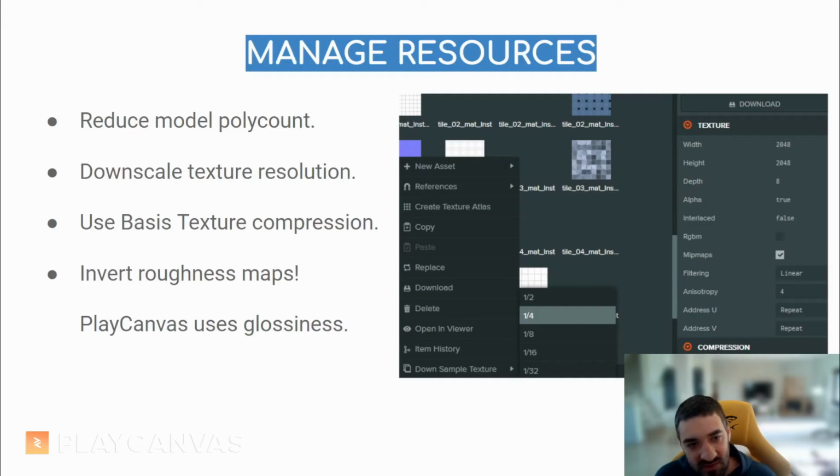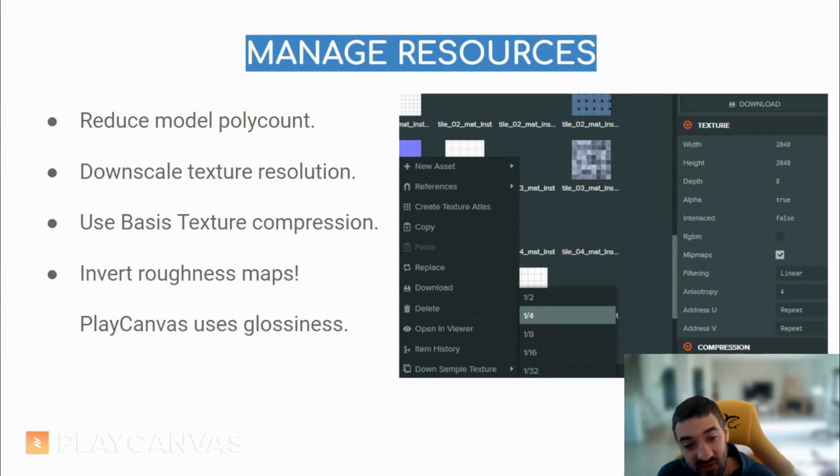At the same moment, sometimes we reduce the model poly count. This was not required for this scene, but we do that in the step where we import the model in Blender before importing it in PlayCanvas. We use the decimate modifier in Blender to reduce complexity in some models if it's required.